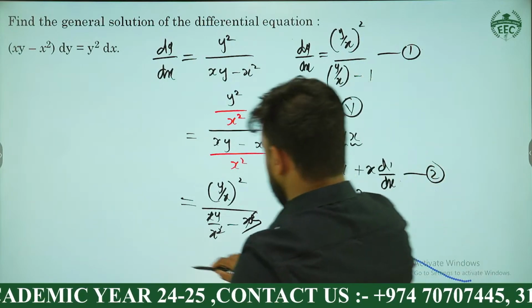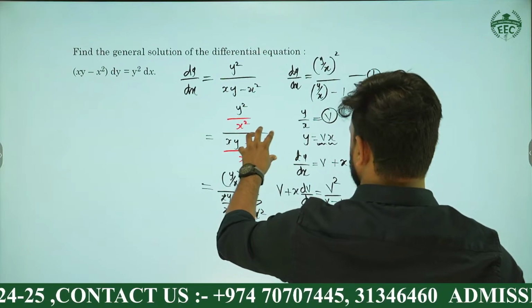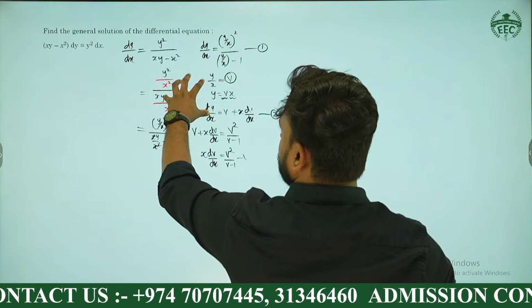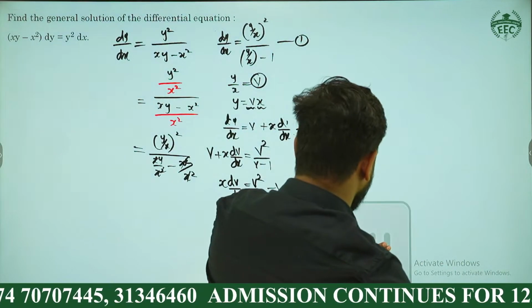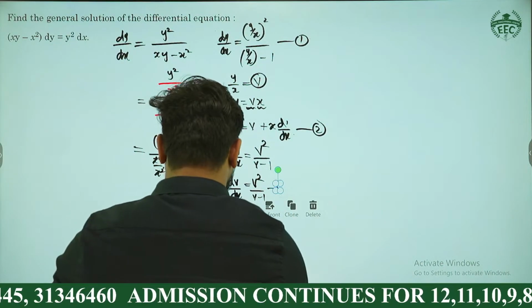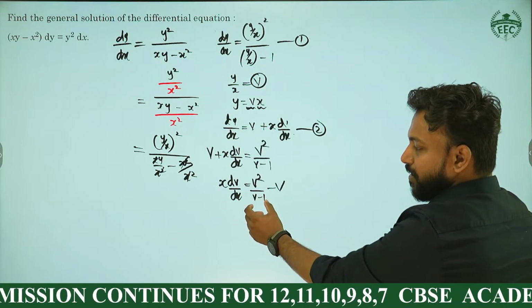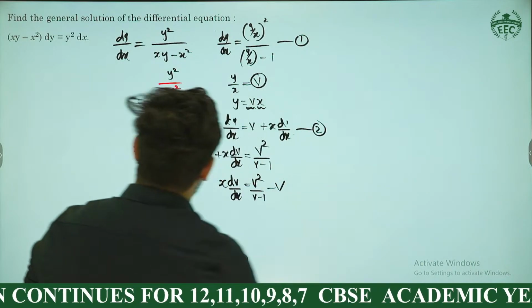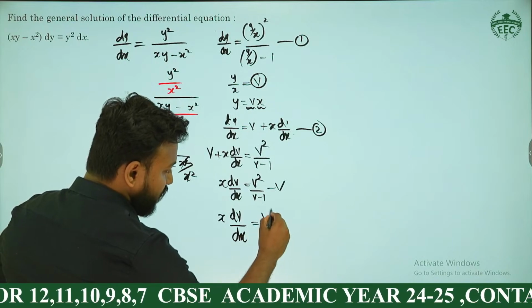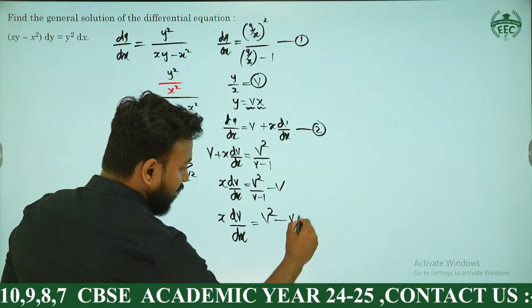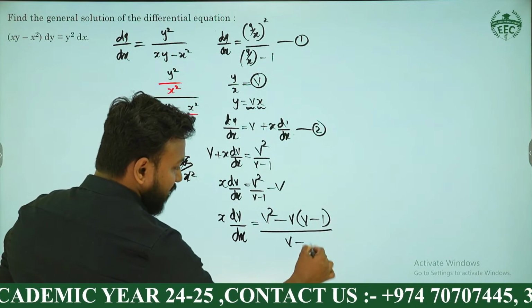Wait a minute. Let me take this into that side. Okay. So here you can see x into dv by dx is equal to v square by v minus 1 minus v. So I'm going to take x into dv by dx is equal to v square minus v into, I'm going to take the LCM, v minus 1, all divided by v minus 1.